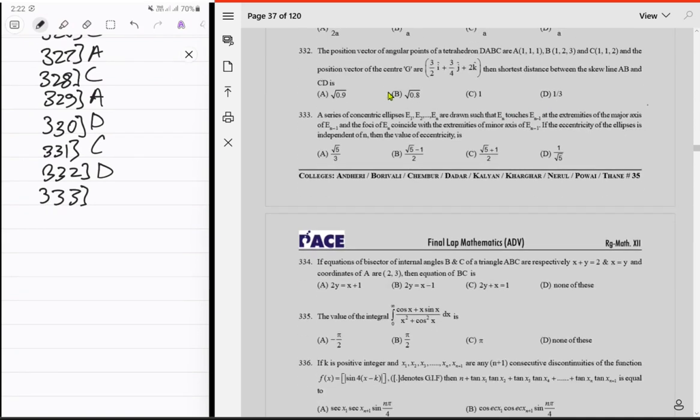Okay, a series of concentric ellipses E1, E2, E3 till En are drawn such that En touches En-1 at the extremities of major axis of En-1. Wait, what? En touches En-1 at the extremities of the major axis of En-1. Okay, and the foci of En coincide with the extremities of minor axis. Right, so basically, right.